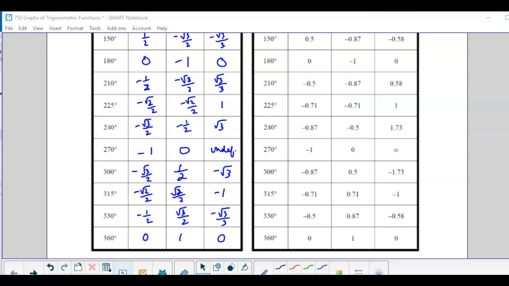Okay, so now check your answers compared to the chart here. You can pause it actually and look at the chart if you need a little bit longer.